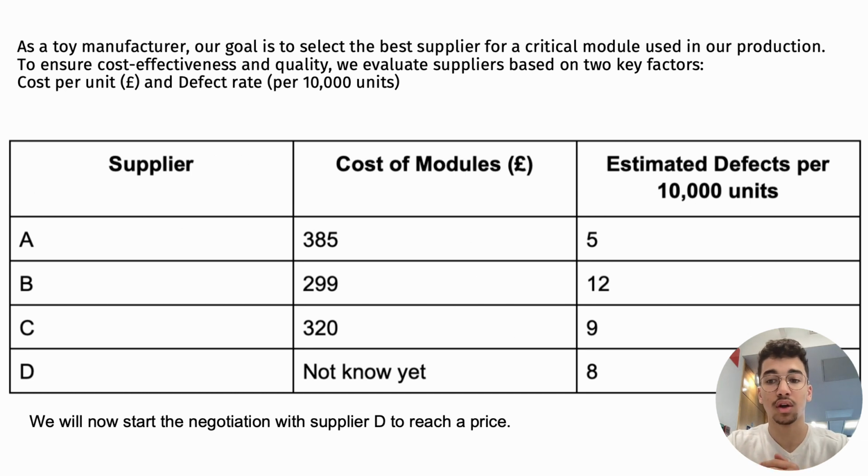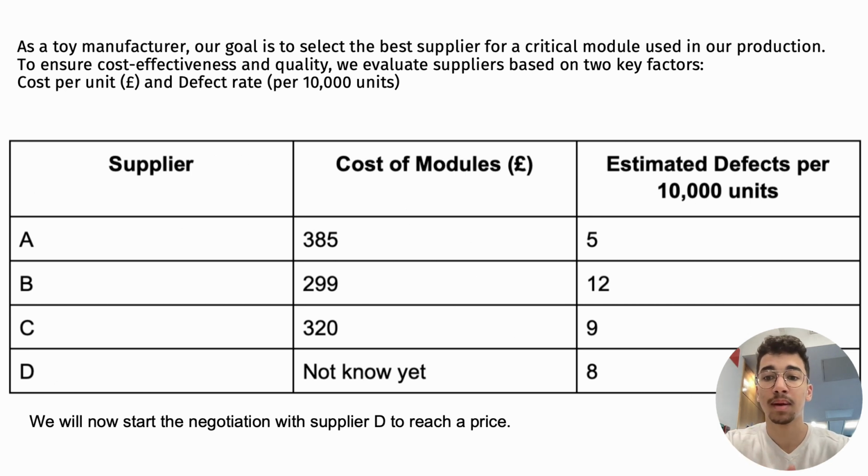First of all, the cost per unit in pounds. Naturally, the lower the cost, the more it helps us keep production expenses down, so it's better for us. And second, we have the estimated defect rate per 10,000 units. Here, a lower defect rate means higher production quality, because we will have fewer customer complaints and a lower return rate. So this is the data we have so far.